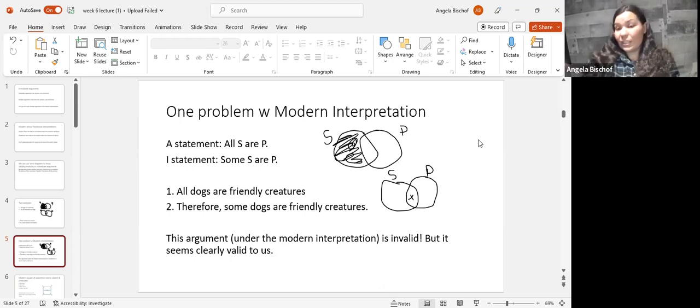This is it. That's the entire diagram of an A statement under the modern interpretation. So it's invalid, and this seems problematic. All right, we're going to circle back to this near the end when we start talking about traditional, but for now, keep this problem in mind.